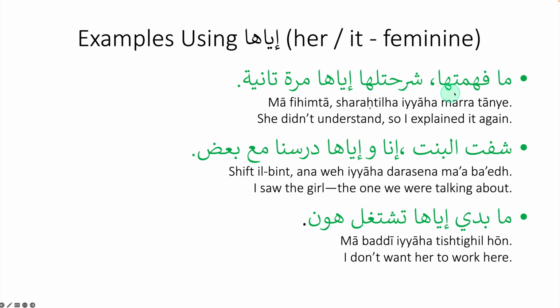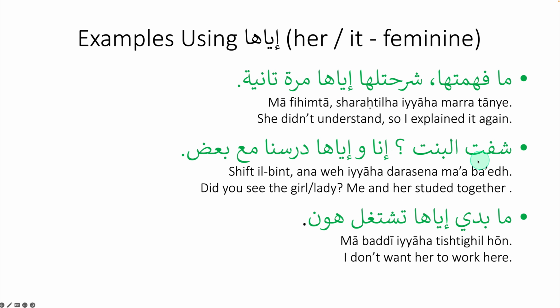ما فهمتها. She didn't understand it. شرحت لها. I explained to her. إياها. It. مرة تانية. Once more, another time. So she didn't understand it, so I explained it to her again. So إياها there belongs to her. So شرحت لها إياها. إياها for her herself. So we used it there to put more emphasis and clarity in the sentence.